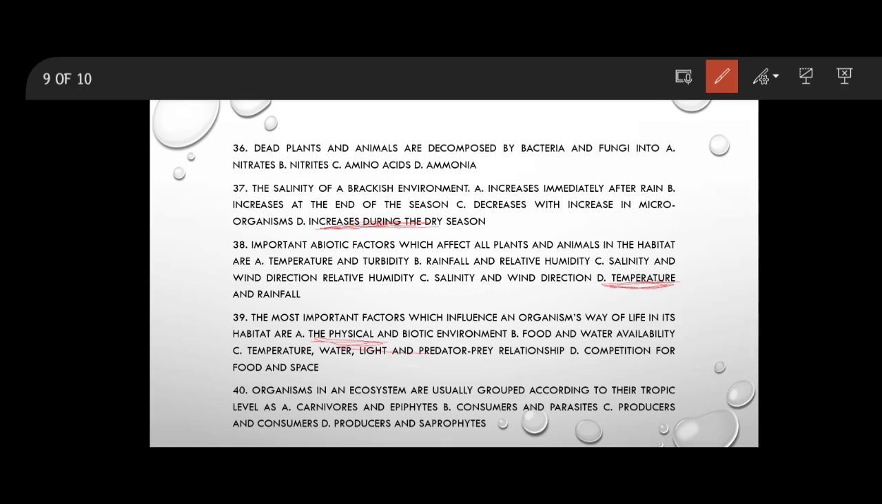We have producer and consumer. They are both based on trophic level. Producer and saprophyte. No, because saprophyte is a form of consumer. Therefore, our answer is option C, the producer and consumers.